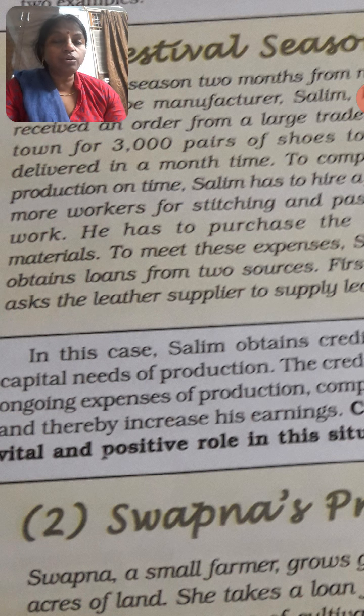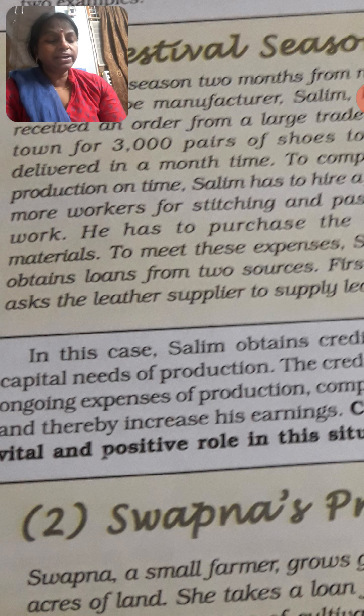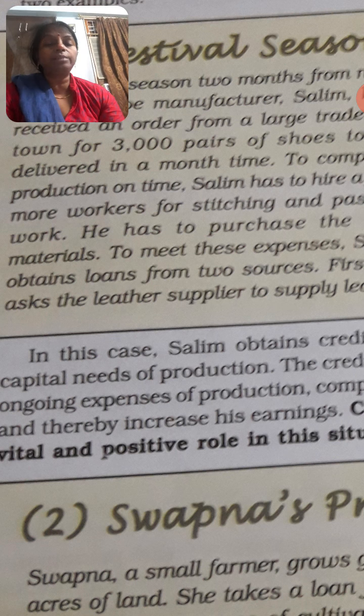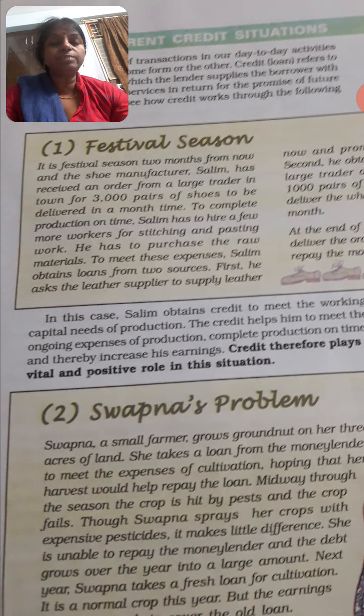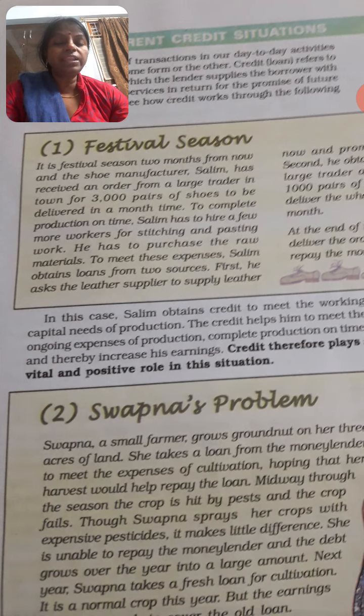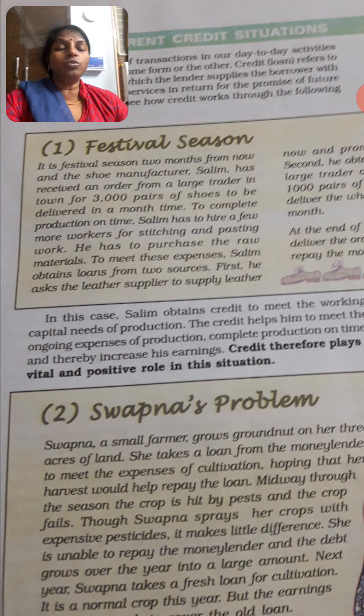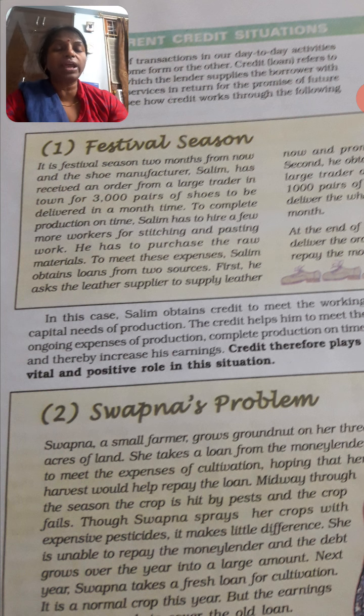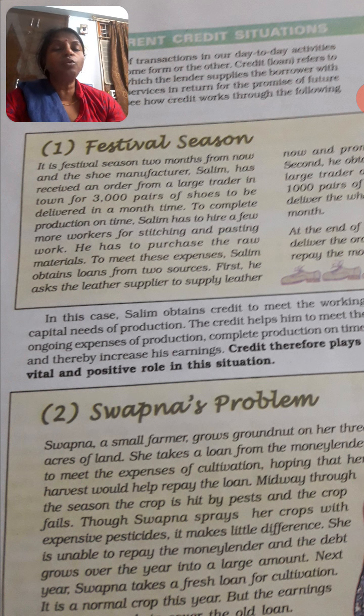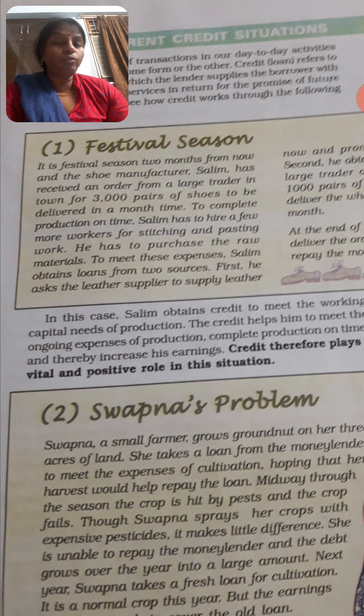In this way, the credit helped him to meet the ongoing expenses of production, complete production on time, and thereby increase his earning. So credit played a vital and positive role in Salim's case. Now the second case is Sapna's problem. Now I am going to explain how, for agriculture purposes, a small farmer, Sapna, has to go for credit or to take a loan.